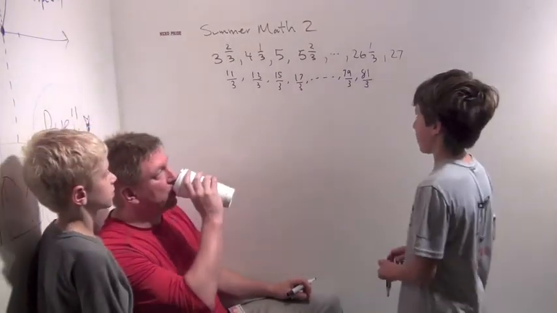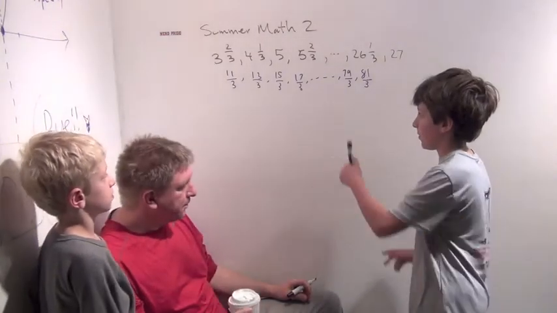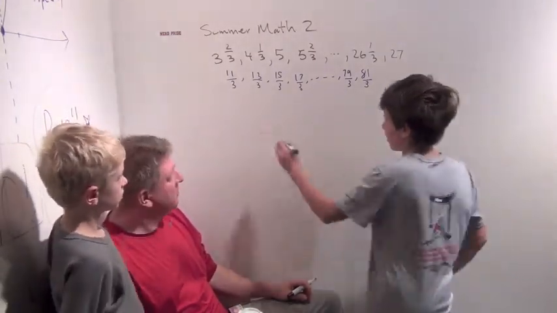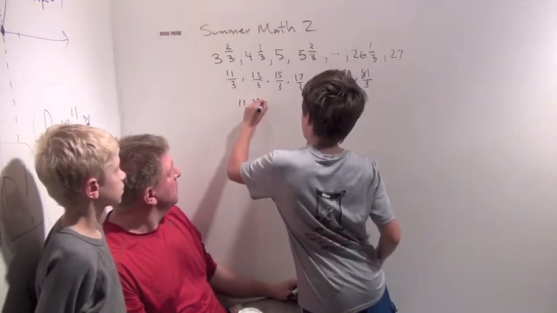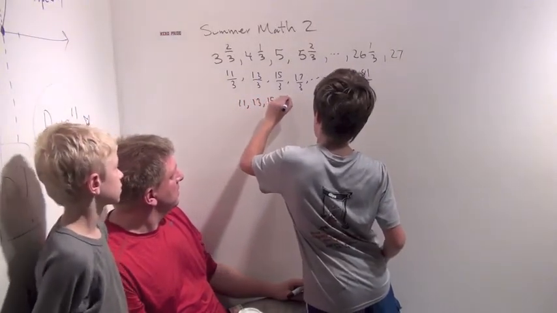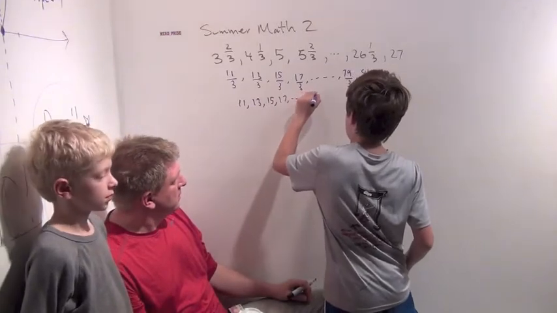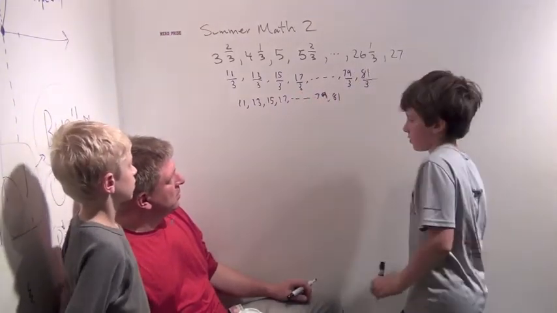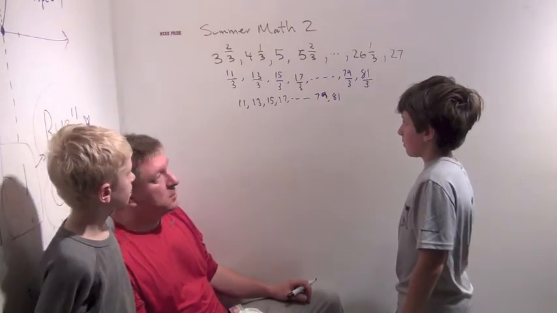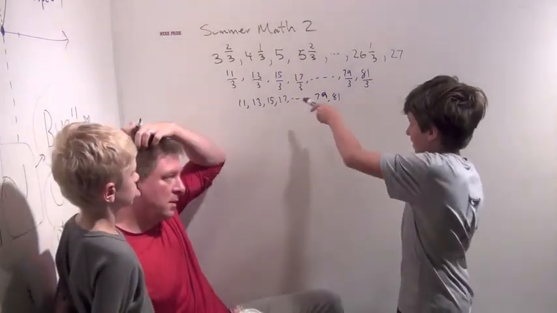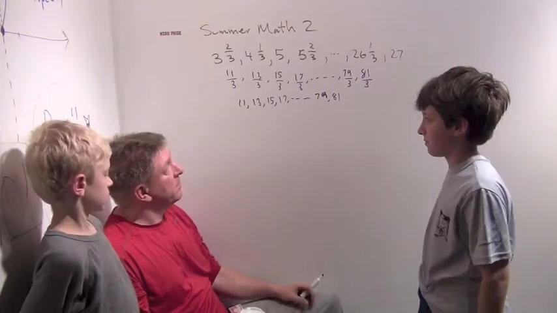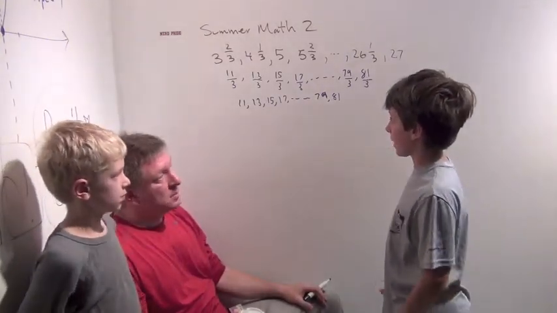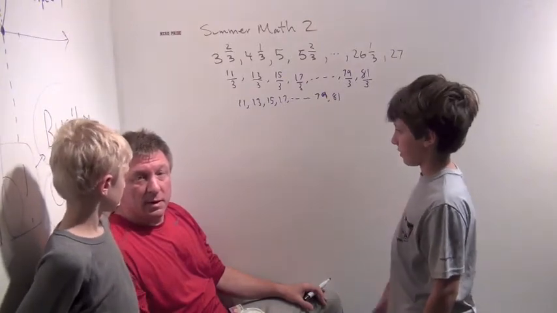Well, then I just got rid of all the 3's because they're on every bottom and they don't really matter. Okay. So what do you have now? 11, 13, 15, 17, all the way up to 79, 81. Okay, now, why can we do that? Well, because we're doing the same thing to every term. Okay, but they're not the same numbers. Yeah, we're not introducing another term or anything.